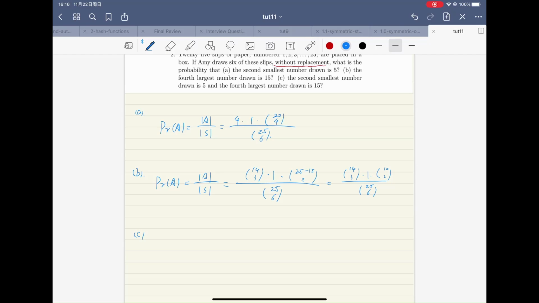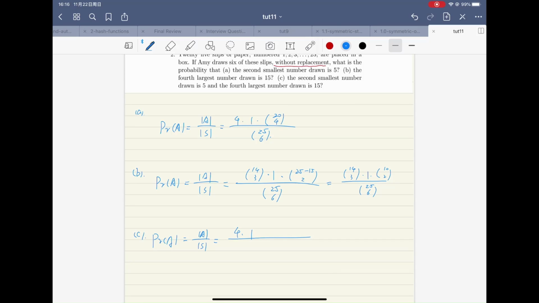That's the question B. And we have C. The second smallest number drawn is 5, and the first largest number is 15. Okay. So let me write that down first. We choose a number smaller than 5. That will be the smallest number. And we have 4 choices, right? And we have 1, 2, 3, 4. Then we choose 5. 5 is the second smallest.